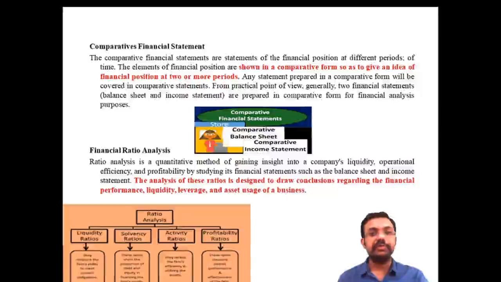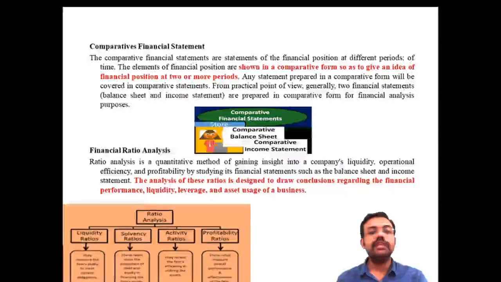Liquidity position: liquid ratio, quick ratio; activity ratio: stock ratio, turnover ratio. You can identify the different ratios for the benefit of the organization. The ratio is a quantitative method of gaining insight into a company's liquidity, operational efficiency and profitability. So this analysis is very useful for judging the good performance of the company or organization. These are the different types of financial ratio: liquidity, solvency, activity and profitability. Okay, these are two important tools.